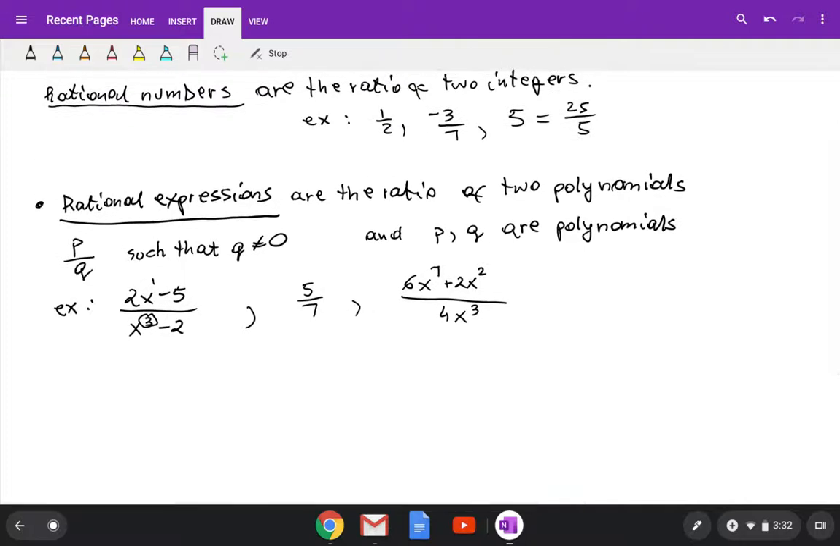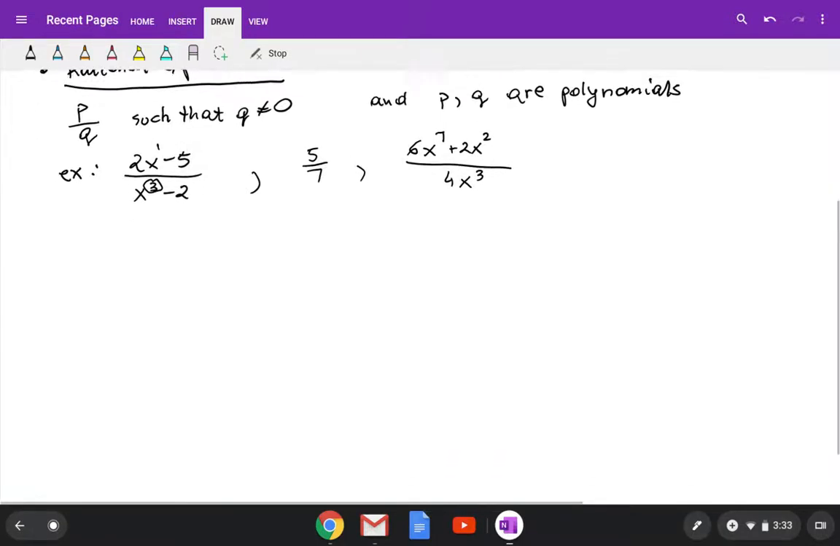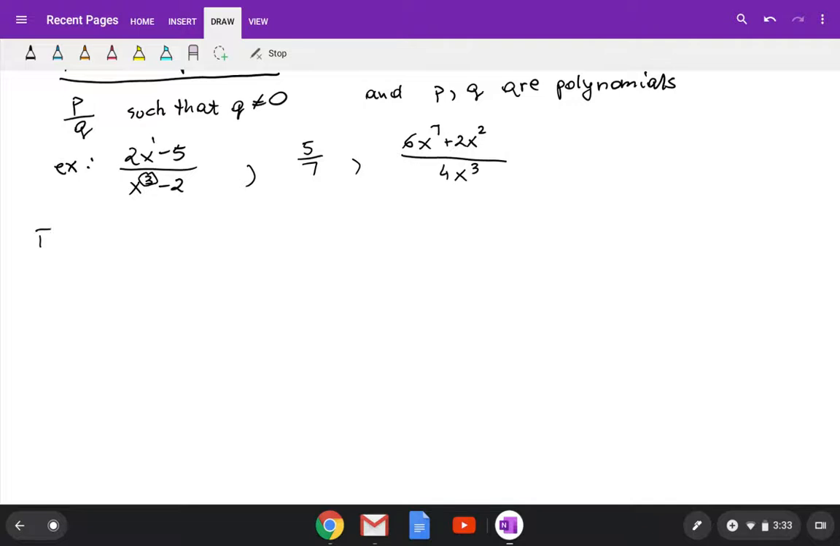So what we're going to do in this section, there are three major things. You're going to learn how to evaluate rational expressions, how to find the restricted values, and how to simplify rational expressions. So there are three major objectives. I'm going to start with the first one. First, we're going to talk about evaluating rational expressions. Okay, so that's our first major objective here.